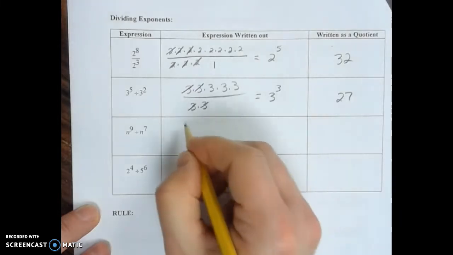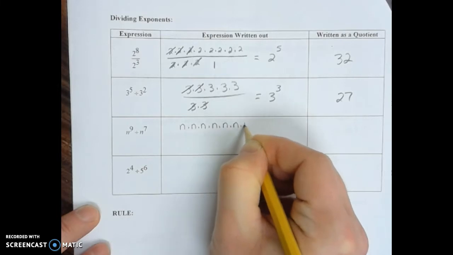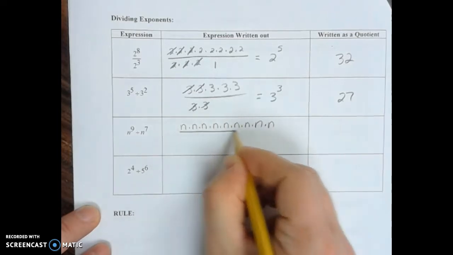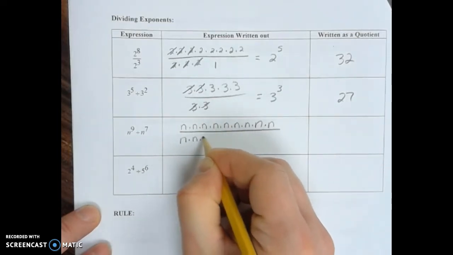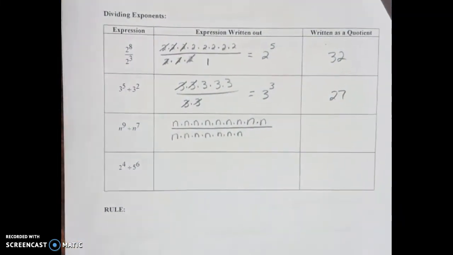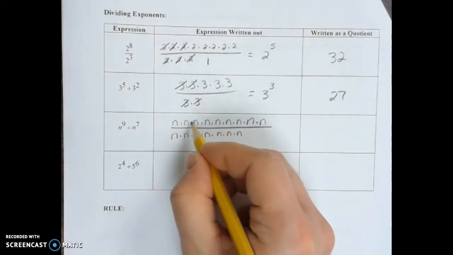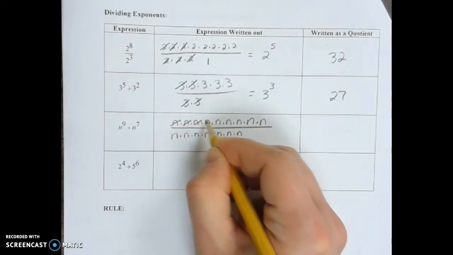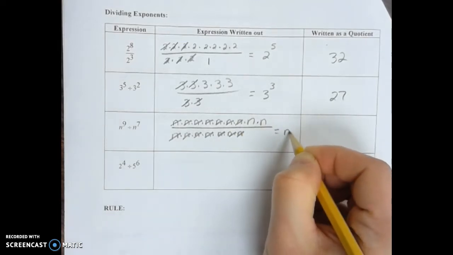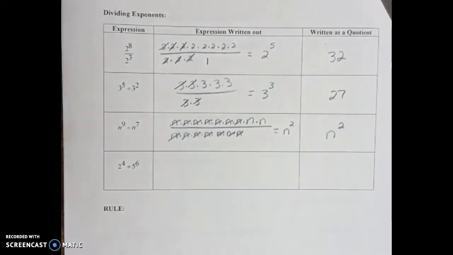n to the 9th divided by n to the 7th, so let's go ahead and expand those. n to the 9th, 1, 2, 3, 4, 5, 6, 7, 8, 9 of those, divided by n to the 7th, 1, 2, 3, 4, 5, 6, 7. And now I can do my simplifying. So I have 7 n's in the denominator that I can simplify with 7 n's in the numerator. That leaves us with n to the 2nd power.